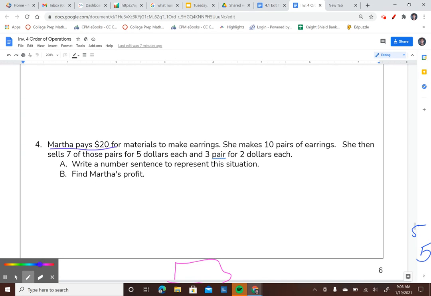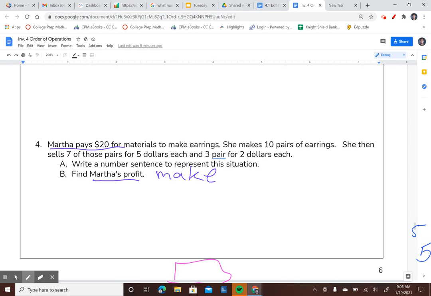This one can be a little difficult. It says Martha pays $20 for materials to make earrings. She makes 20 pairs of earrings. Then she sells 7 of those pairs for $5 each, and 3 pairs for $2 each. So we're going to find out how much of a profit, meaning how much did Martha make.